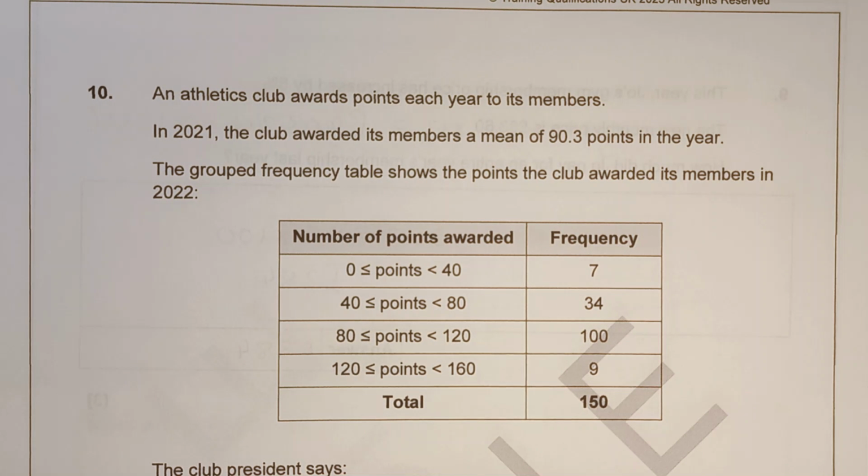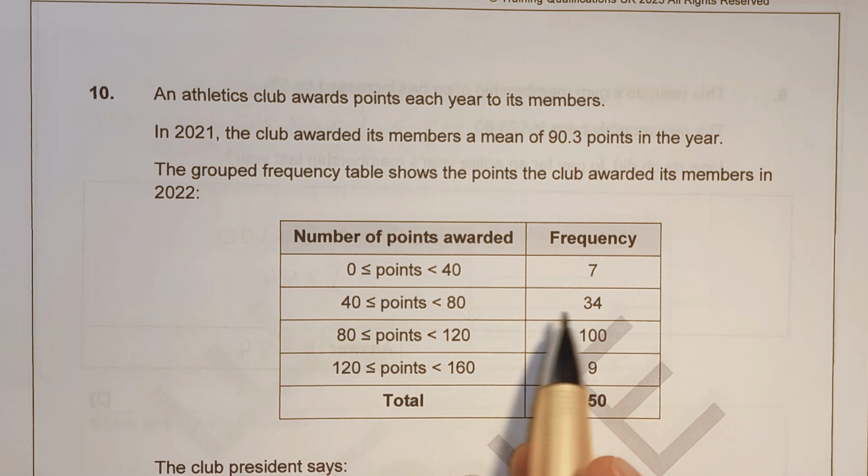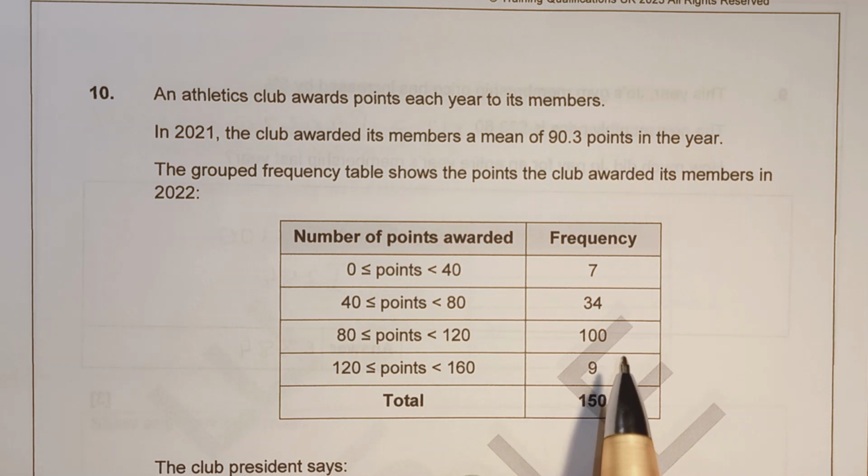Question 10. An athletics club awards points each year to its members. In 2021, the club awarded its members a mean of 90.3 points in the year. The group frequency table shows the points the club awarded its members in 2022. So 7 people were awarded between 0 and 40 points, 34 people were awarded between 40 and 80 points, 100 people were awarded between 80 and 120 points, and 9 people were awarded between 120 and 160 points. And there are 150 people in total.